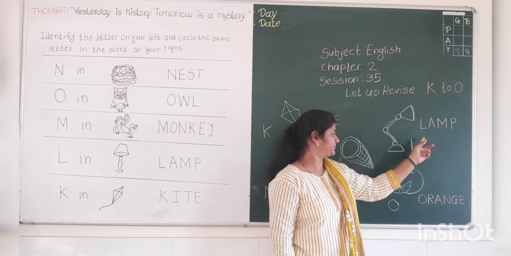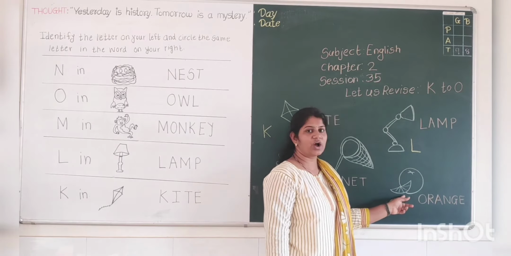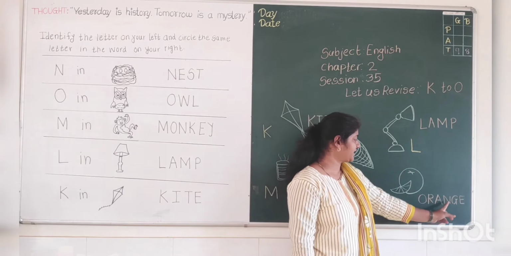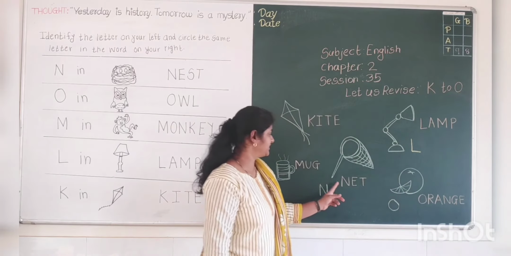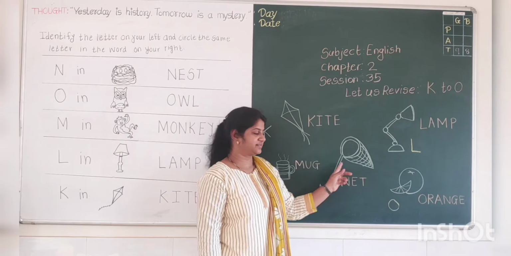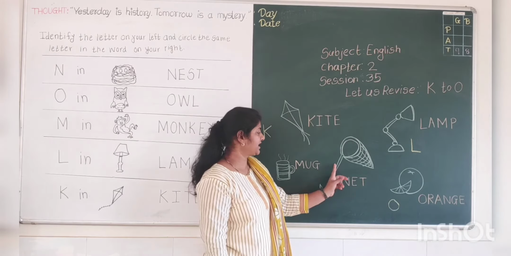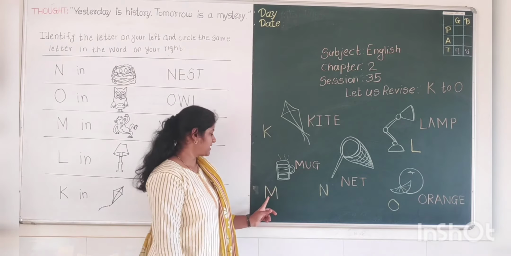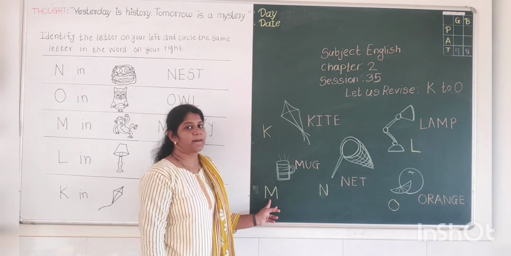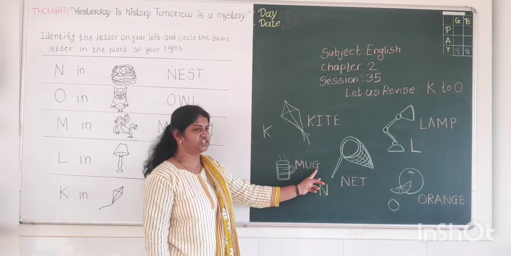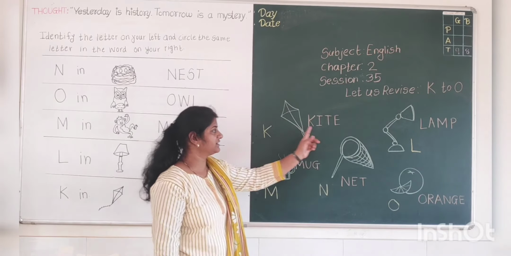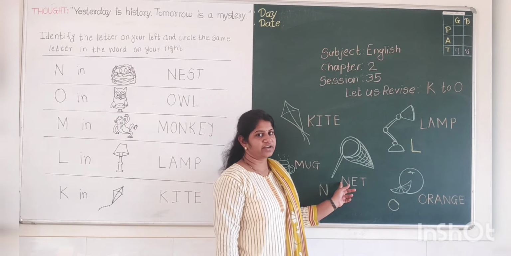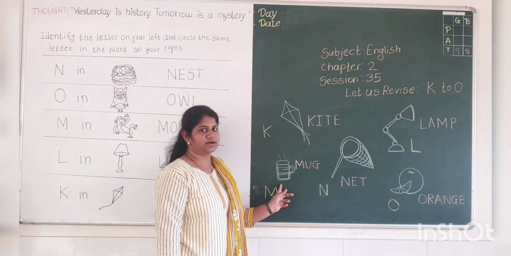L for lamp. This is the picture of orange. O says O. O for orange. O-R-A-N-G-E, orange. This is the picture of net. N says N, N for net. N-E-T, net. This is the picture of mug. M says mug. M for mug. M-U-G, mug. K for kite. L for lamp. O for orange. N says N for net, M for mug, right?